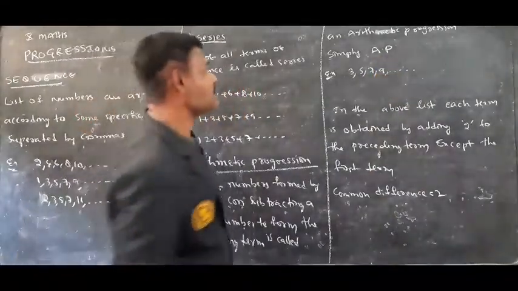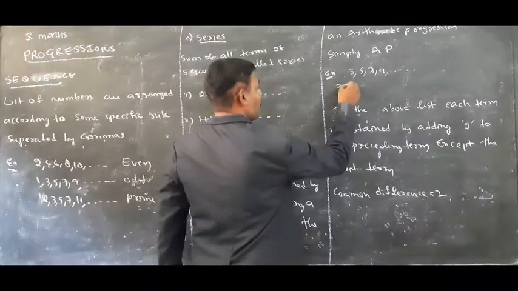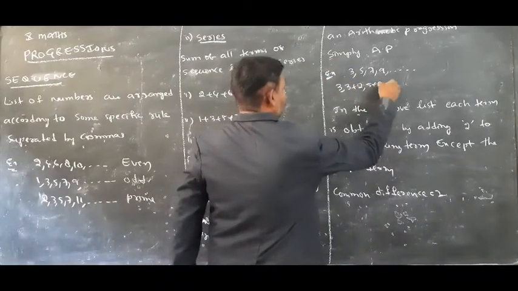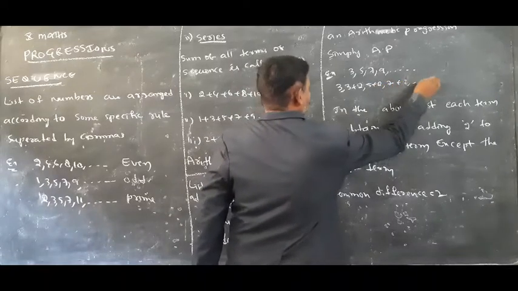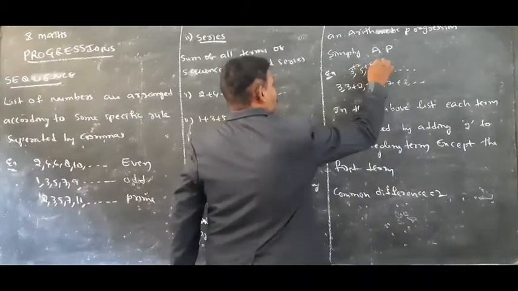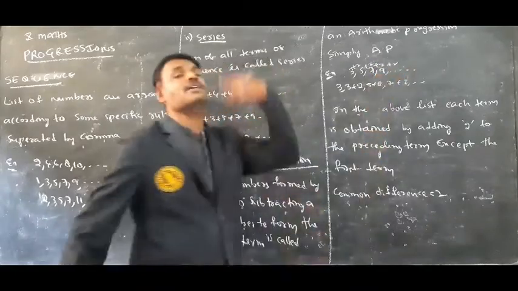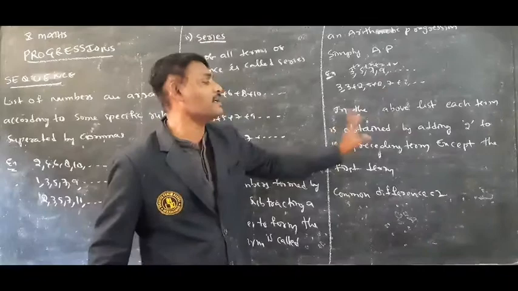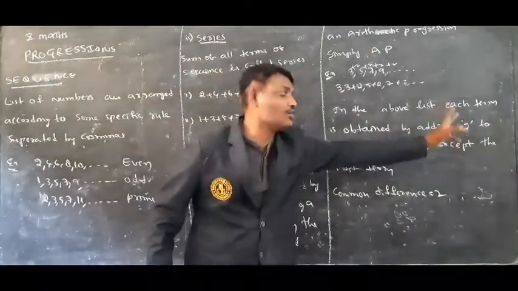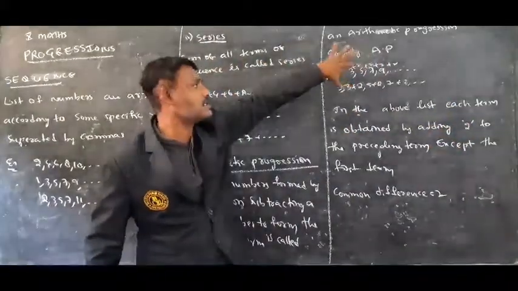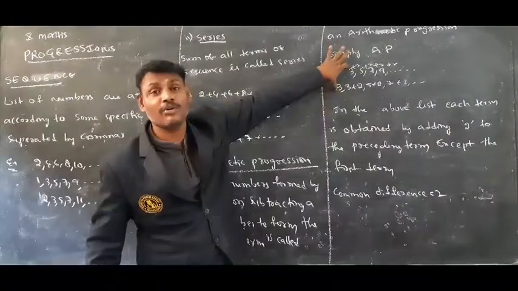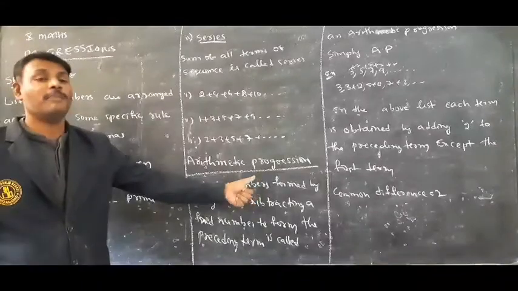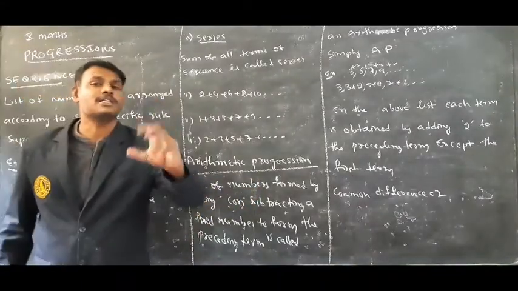For example, we can write this as 3, 3 plus 2, and also 5 plus 2, and also 7 plus 2, and so on. Here plus 2 is added to every term to get the next term. In the above list, each term is obtained by adding 2 to the preceding term. So this type of series is called an arithmetic progression, a list of numbers formed by adding or subtracting.